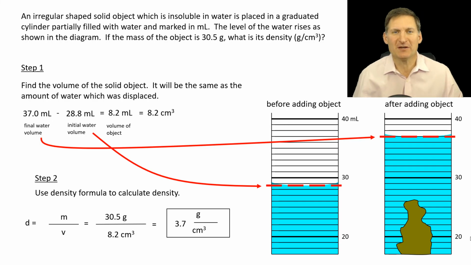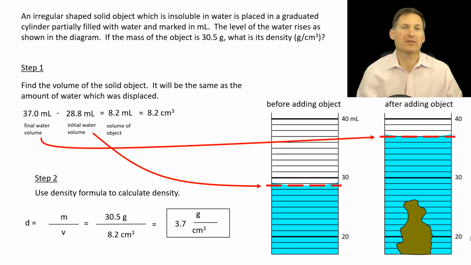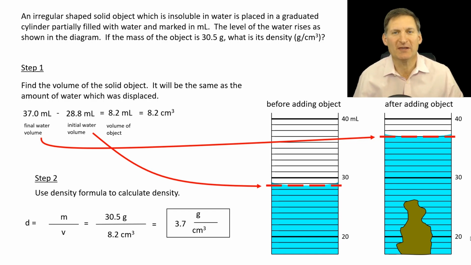Well, that's it for density part 2, where we did calculations to find the density. In Density Part 3, we'll complete the trilogy by doing calculations to find mass or volume if given the density.